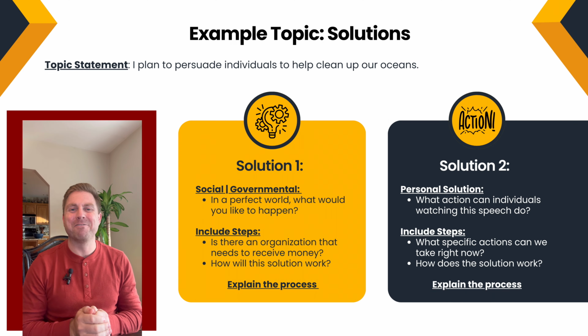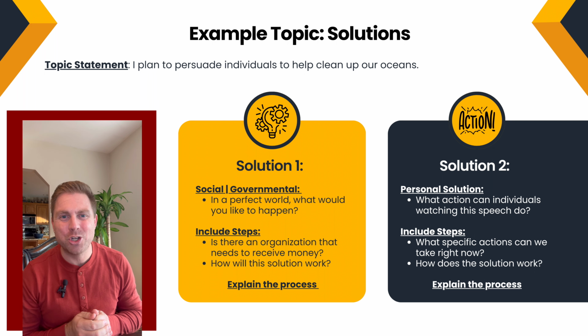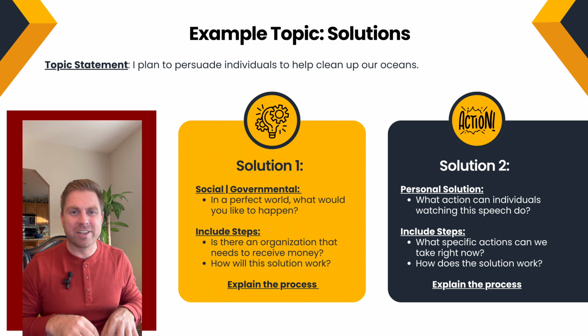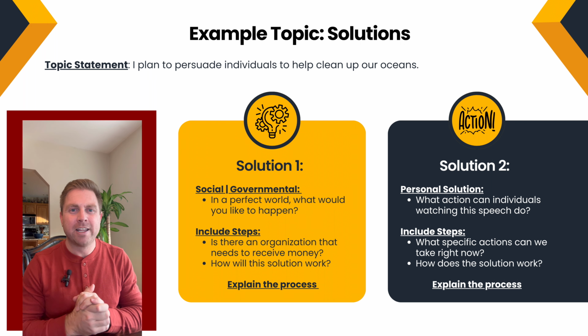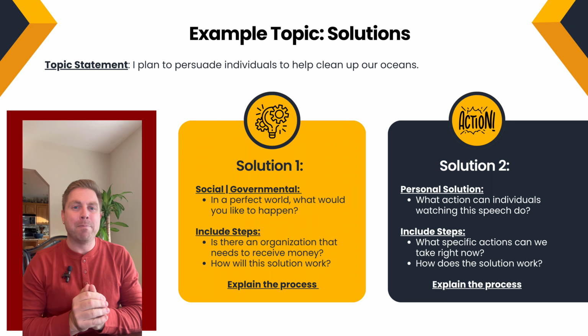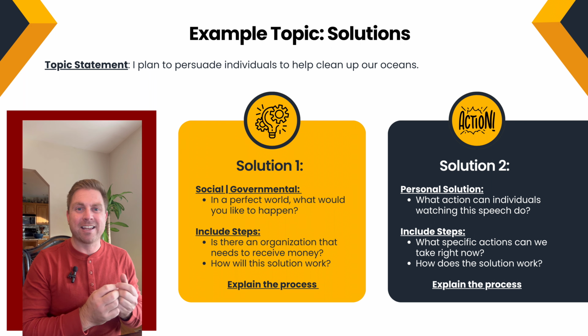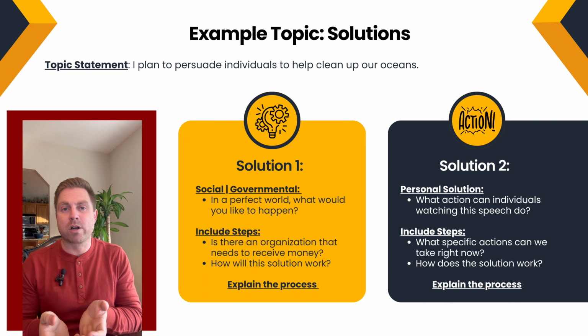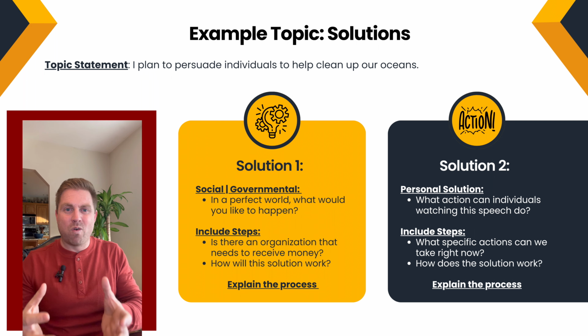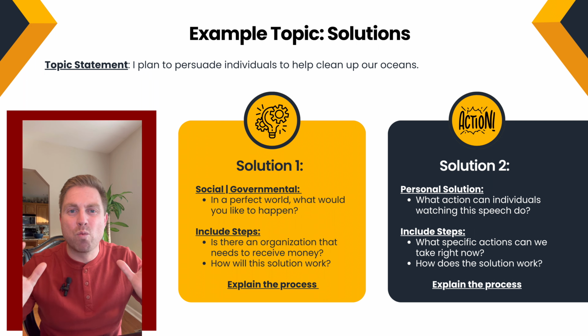All right, point three of your speech is going to be the solutions, and you are going to have two different solutions. Solution one, I like to call this a governmental or social solution. I like to ask students, in a perfect world, what would you like to see happen? And maybe you are saying we're allocating a certain amount of funds to an organization. And in this case, maybe it's an organization that's cleaning up the ocean. Or we're doing X, Y, and Z. This is your dream world solution.